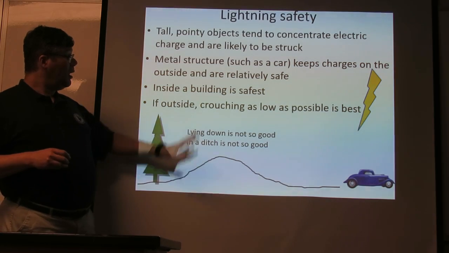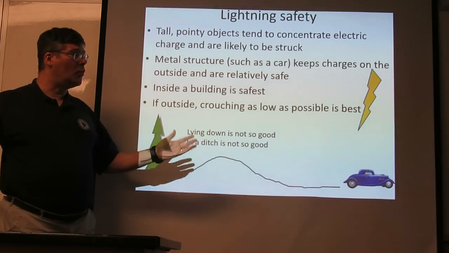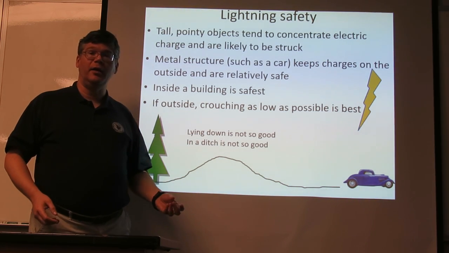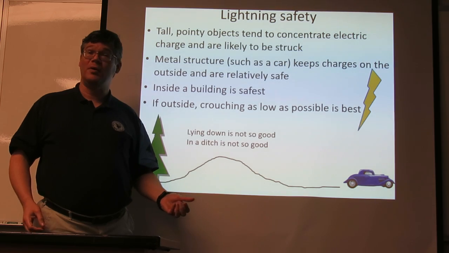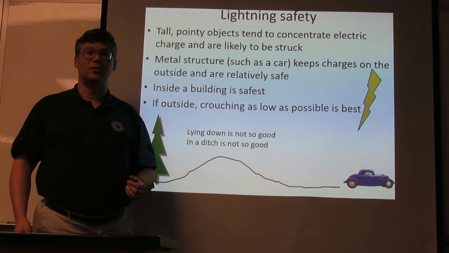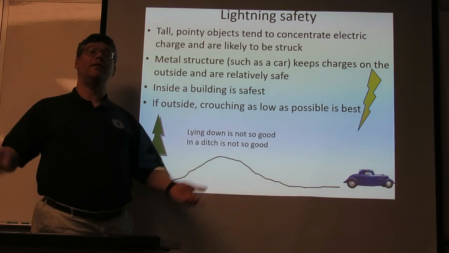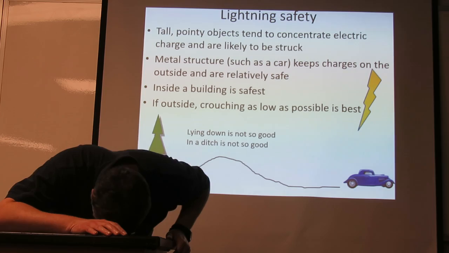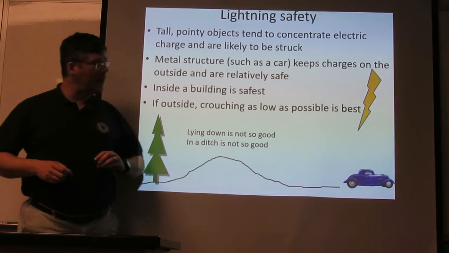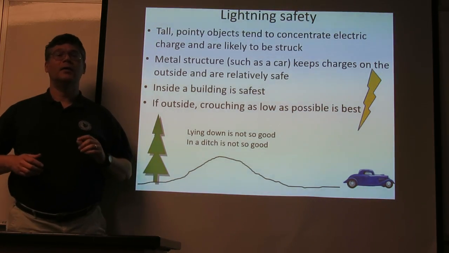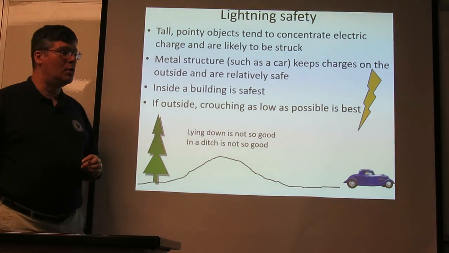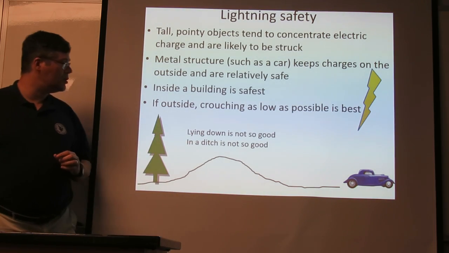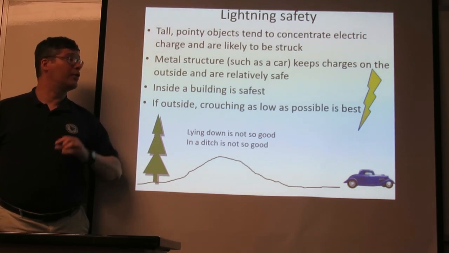Of course, also, you want to try to be relatively low, not on top of a hill, but down in a ditch is not good. What was the first hazard of thunderstorms listed? Heavy rain and flooding. Lie down in a ditch. Yeah, if you don't get zapped by lightning but you drown, that's still bad. So you want to crouch down in a low area, but not down in a ditch, and don't lie down on the ground.